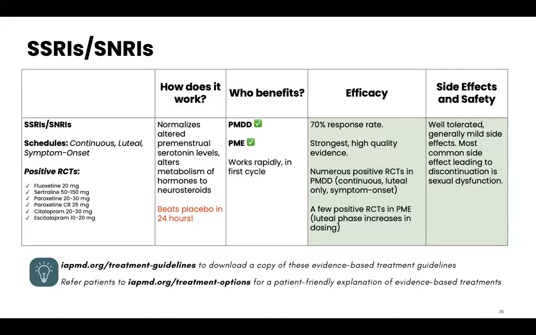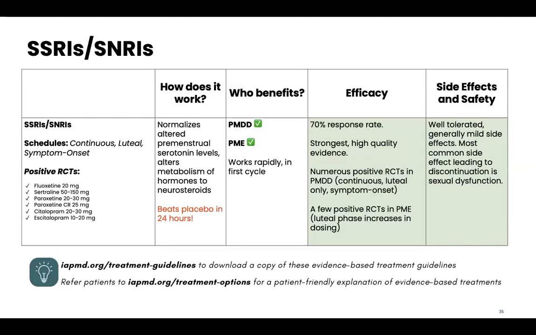There have been quite a few randomized control trials showing the following SSRIs to be effective. You'll see here fluoxetine at 20 milligrams, sertraline, paroxetine, citalopram, and escitalopram. So how does it work? SSRIs work by normalizing altered premenstrual serotonin levels and altering metabolism of hormones to normal steroids. And what's striking in RCTs is that SSRIs tend to beat placebo within 24 hours of beginning to take them.